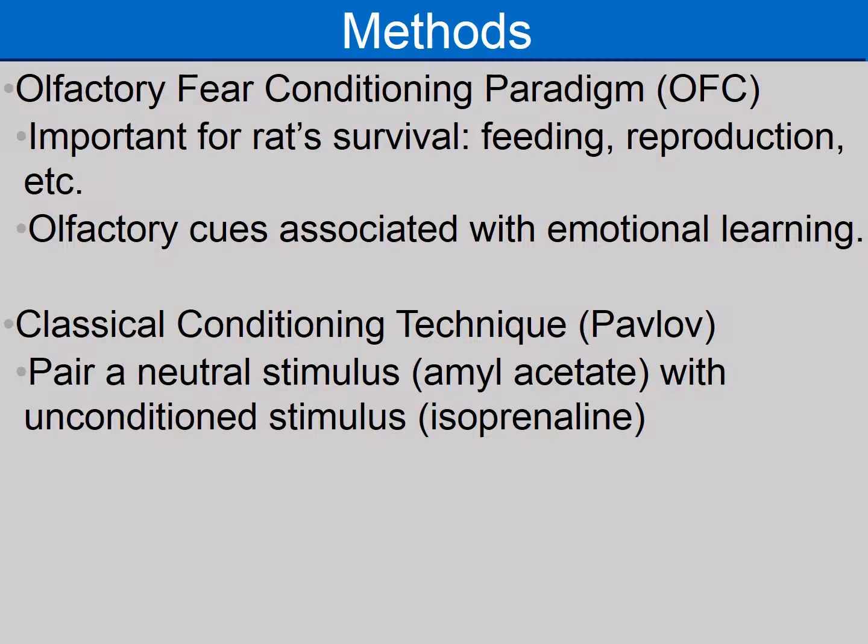I chose to use the olfactory fear conditioning paradigm because olfaction is important for the rat's survival, such as choosing the best food to eat or choosing the best mate to reproduce with, etc. In addition, olfactory cues are associated with emotional learning, and this is associated with neural networks within the brain that have to do with olfaction as well as emotional learning.